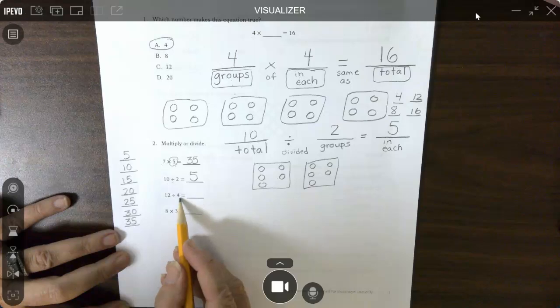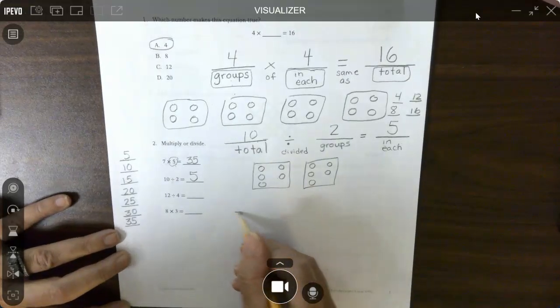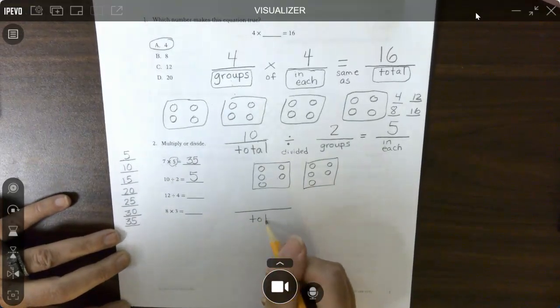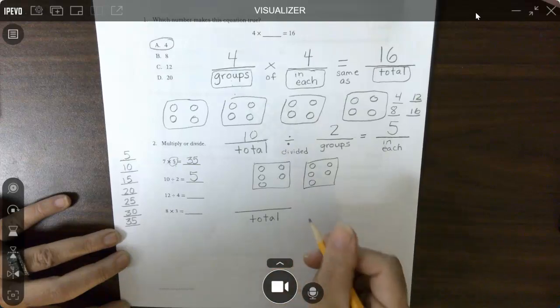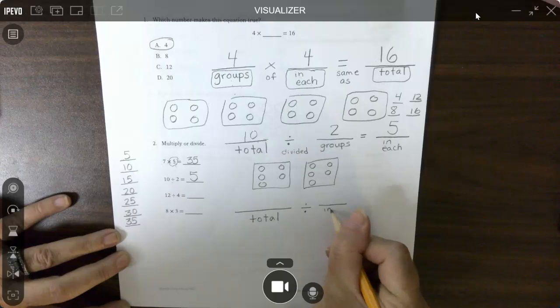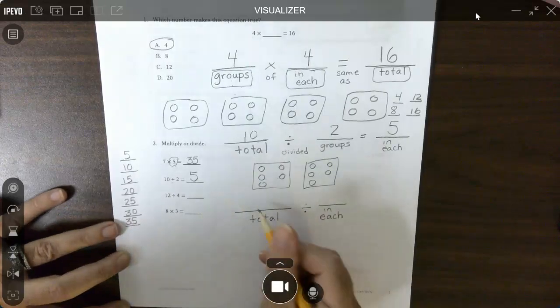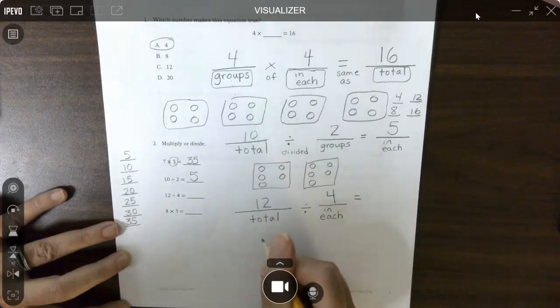12 divided by 4. This time, instead of doing 2 groups, let's do our total, because division always starts with the total. Divided into how many is in each group.